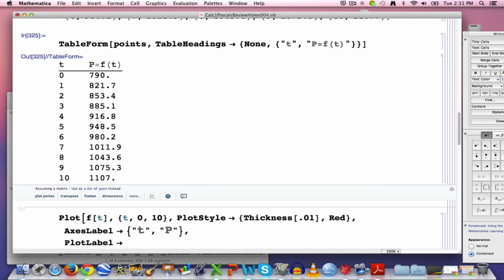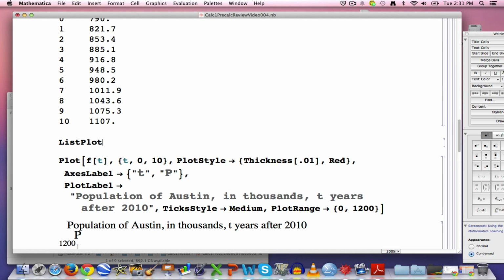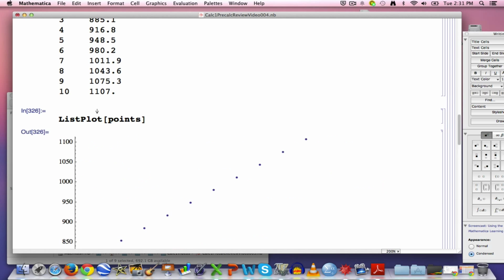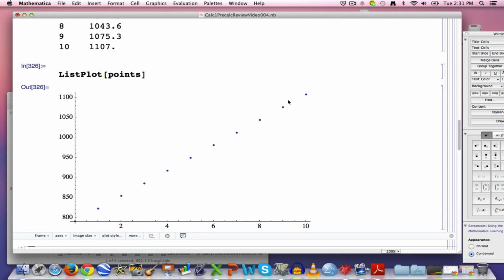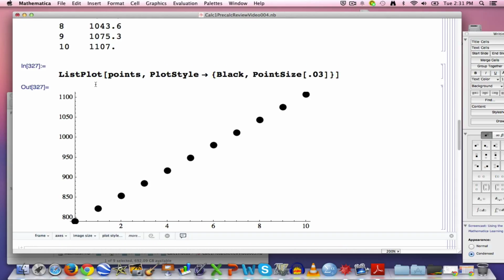You can plot a list of points with ListPlot. Here's the basic syntax. Okay, there's my list of points. I can put it inside ListPlot to plot those points. There they are. They are on a straight line. I can add options to this as usual. One thing I like typically doing is making my points black and making them bigger with something called PointSize. I usually pick 0.03. That's an option that makes your points bigger.